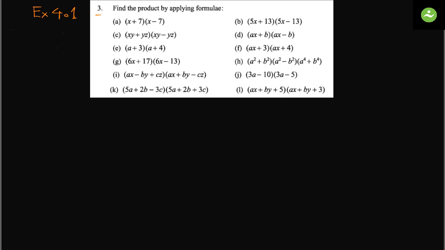Math, Exercise 4.1, Math number 3. Find the product by applying formula. Simply we have to do the simplification, or we have to do the multiplication and find the product. But we have to use the formula.